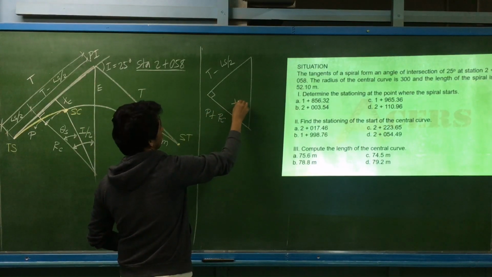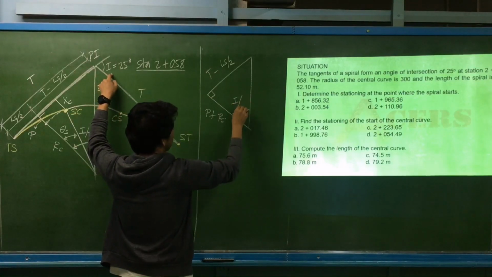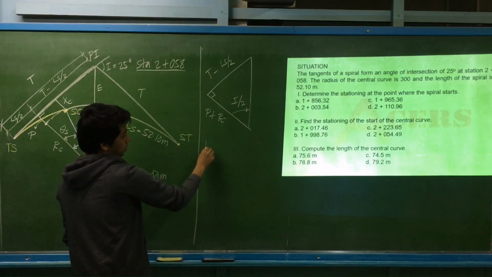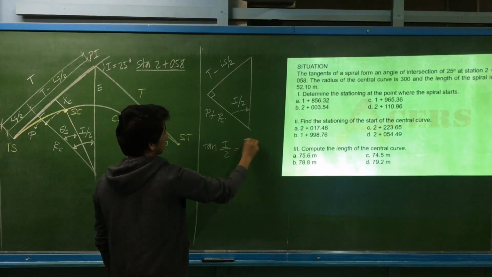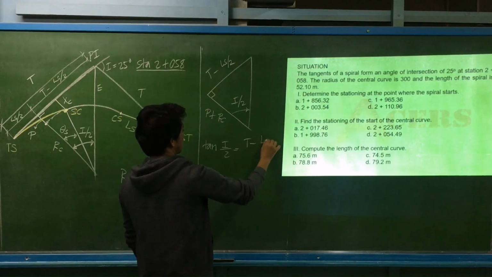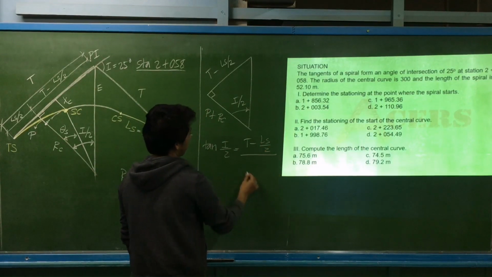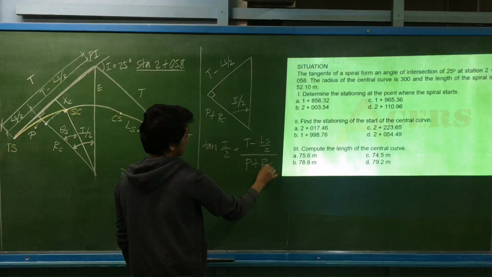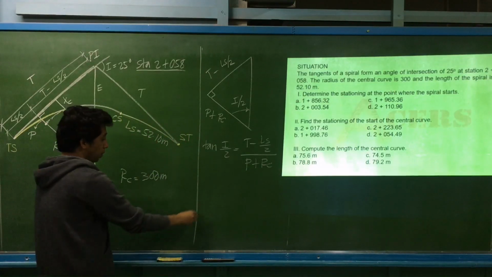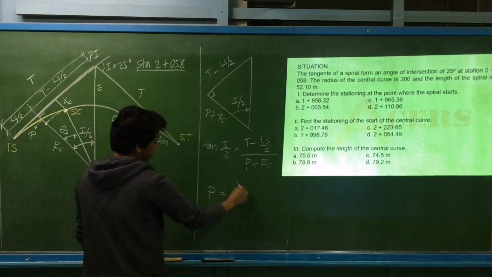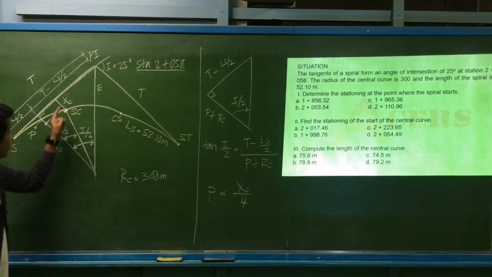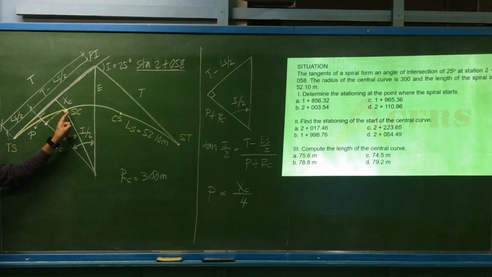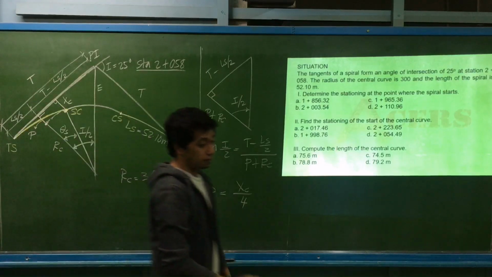Ito naman kalahati ng angle of intersection of the tangents. So, we can use the function of the tangent: tangent of I over 2 is equal to opposite, T minus LS over 2, divided by the length of throw plus the radius of the central curve. Paano kumuha ng length of throw? P, that is 1/4 of the maximum offset. So, ito yan, yung ating x sub c, is the offset from SC to the tangent. So, this is also perpendicular.